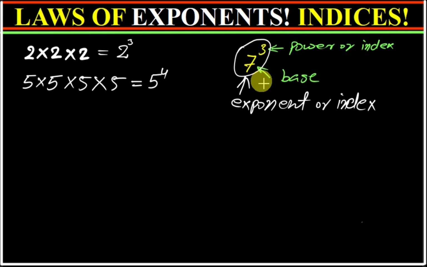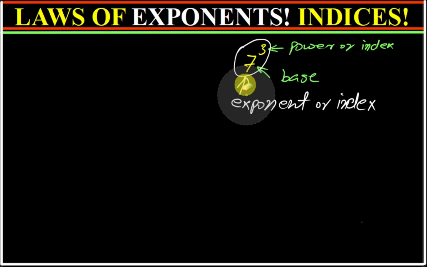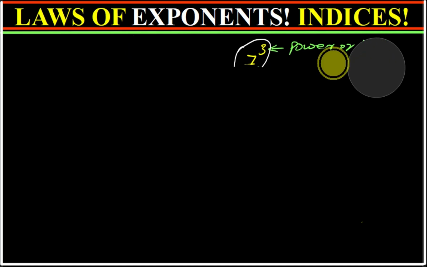Let's see what the different laws of exponents or indices are, and how we can do different operations with exponents, like multiplication of two exponents and division of two exponents. We'll see the different laws of exponents here. I hope you understood what exponents are. Exponents are the repeated multiplication of anything, whether it is a number or a variable.